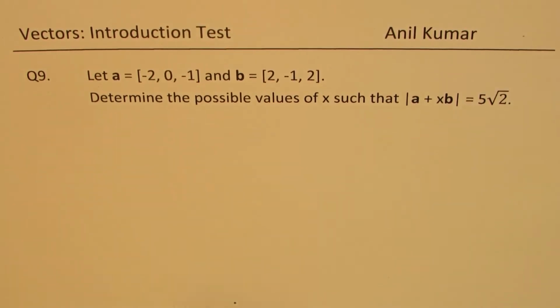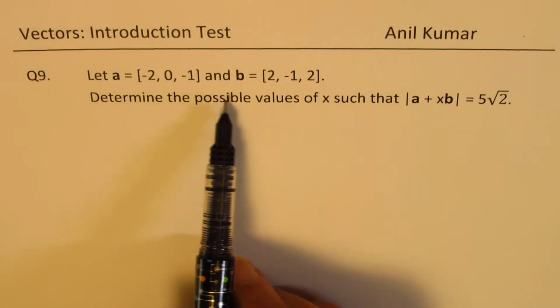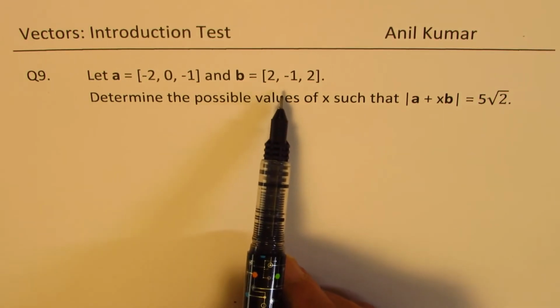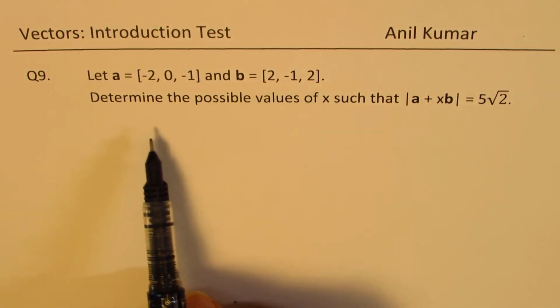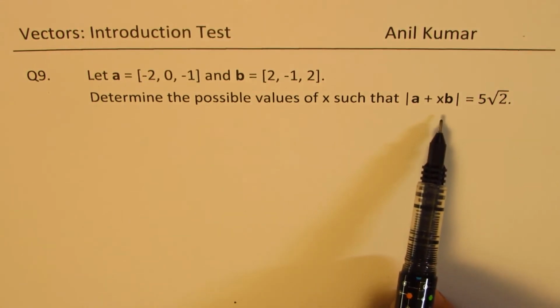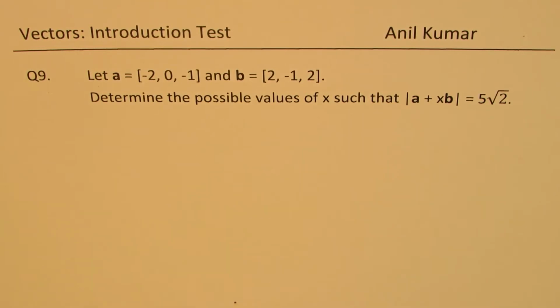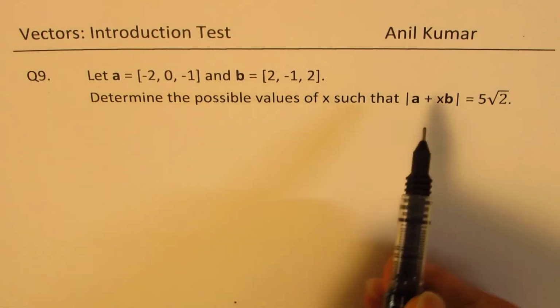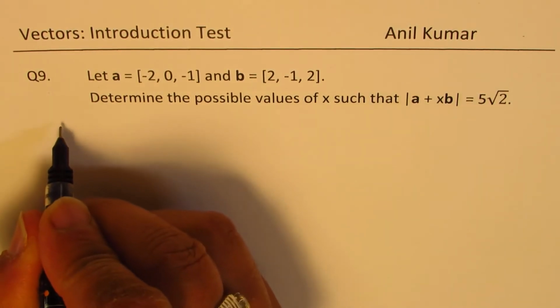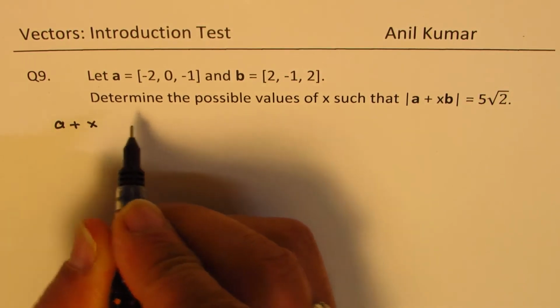Question number 9 is, let vector A equal (-2, 0, -1) and B equal (2, -1, 2). Determine the possible values of x such that the magnitude of A plus xB is equal to 5 square root 2. Now let us first find the sum of these two, A plus xB, right?